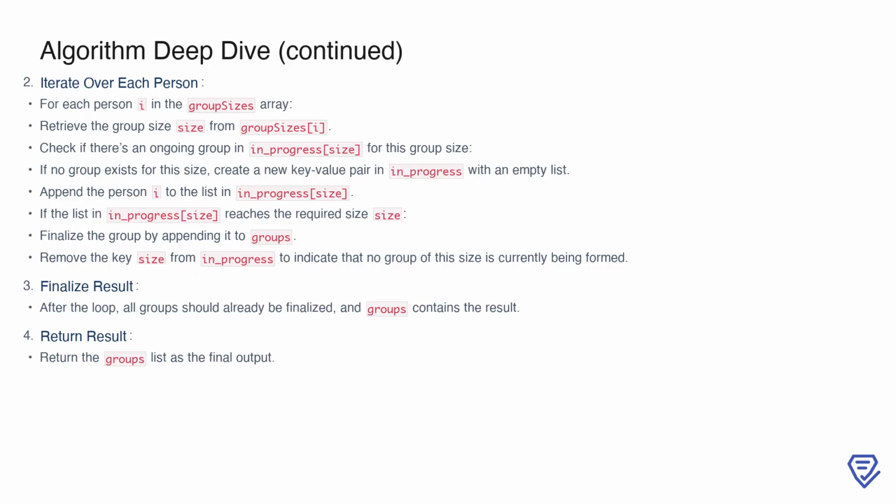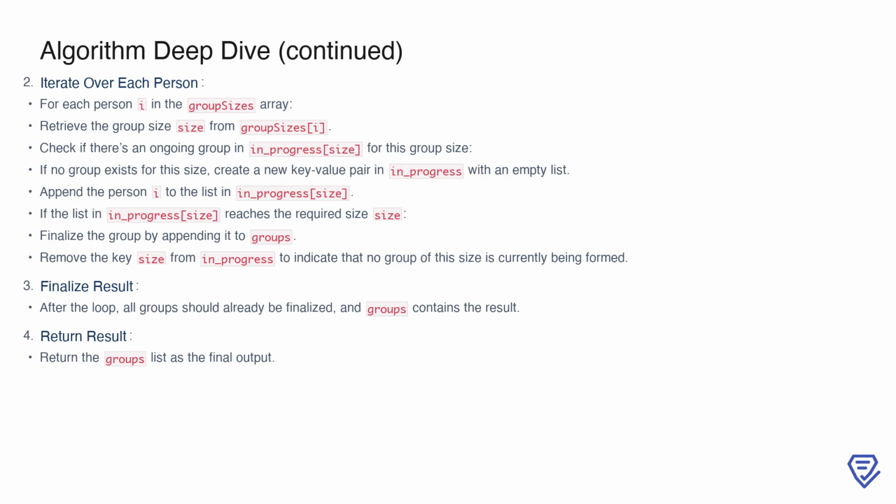If the group for this size reaches the required number of people, we finalize it by appending the list to the groups collection and removing the corresponding entry from in_progress. This ensures that the dictionary always reflects the groups currently being formed, without unnecessary clutter. Once we've processed all individuals in the array, all groups will have been finalized, and the result will be stored in the groups list. Finally, we return groups as the output.